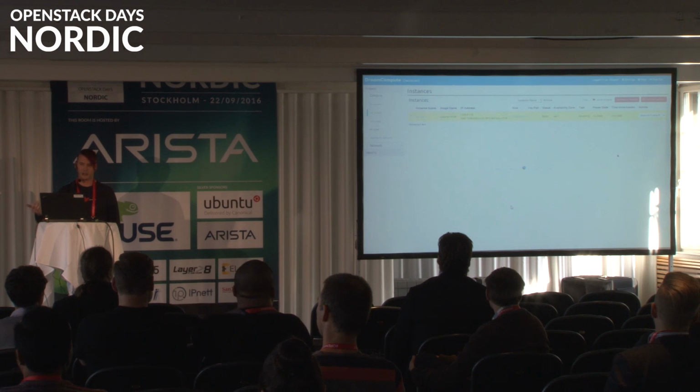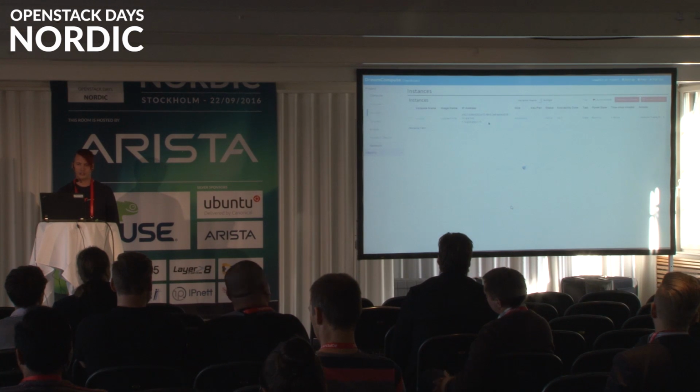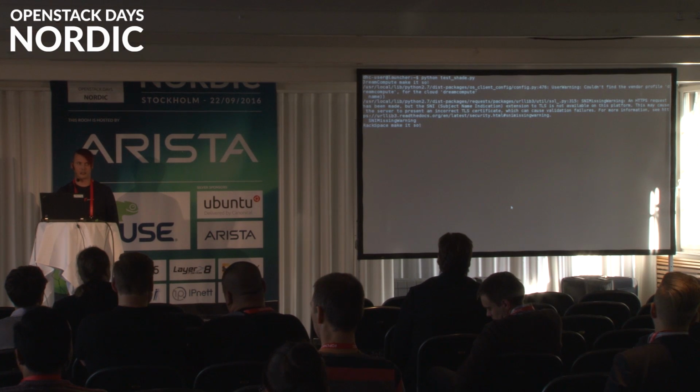So there we go. We have the Dream Compute. In Dream Compute, we have a VM spawning, and we're supposed to get a public IP from it. And then so there we go. It loaded, and we have a public IP. It's active. There's a public IP. Excellent. So now Rackspace is going to launch.